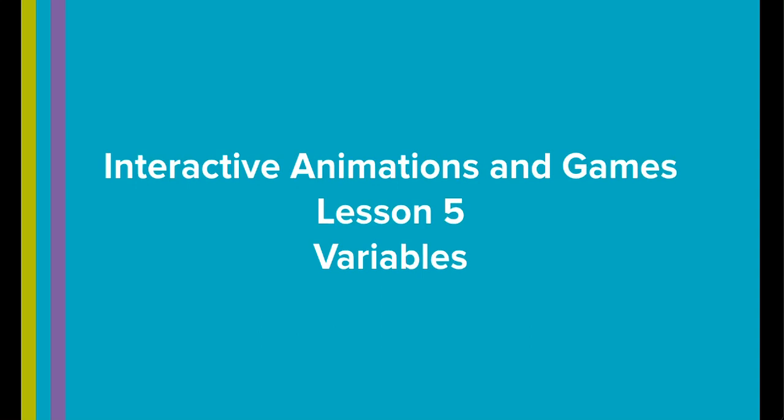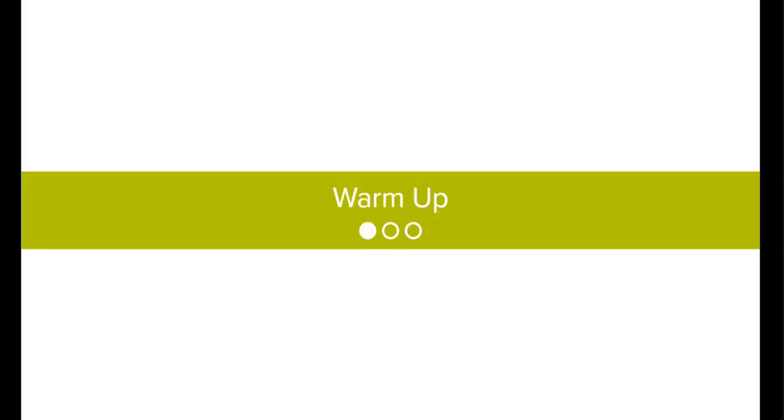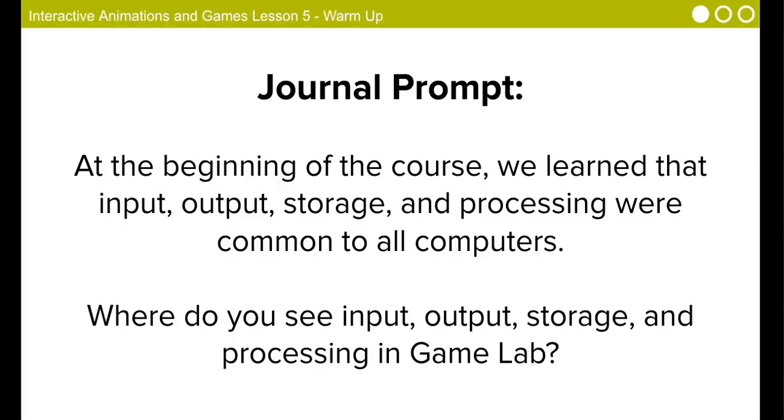In Lesson 5, we are going to start talking about variables. So for your warm-up journal, the question is: at the beginning of the course, we learned that input, output, storage, and processing were common to all computers. Where do you see input, output, storage, and processing in GameLab? I'm going to give you about a minute to think about an answer and put it in your journal.